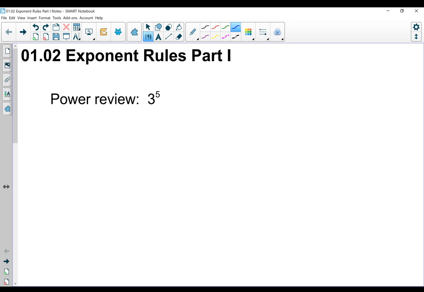102, Exponent Rules Part 1. We're going to start with a power review. 3 to the 5th power, what does that mean? What are the parts? What is the vocabulary for that? So if I say 3 to the 5th power, 5 is my exponent, and 3 is my base.